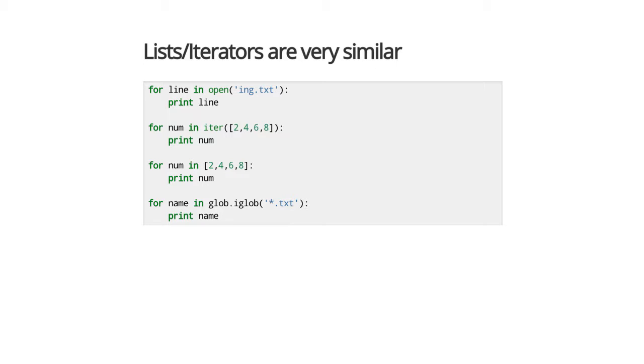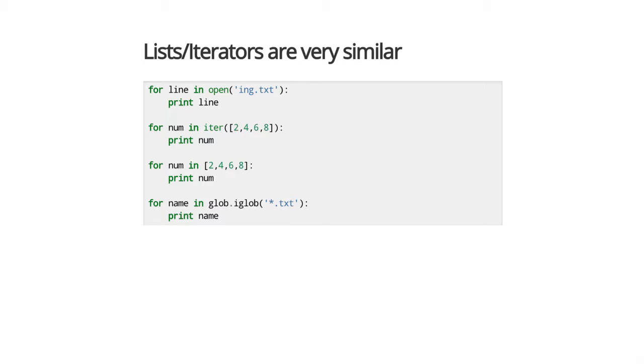List iterators are very similar. Like in the first case, for line in open of .txt, you're doing an iterator, but it doesn't really matter. So it could be a list. The second one, you're actually doing a concrete iterator, which looks kind of strange. You never actually do it this way, but you get the idea. Thirdly, for n in 2, 4, 6, 8, you have a concrete list on the right-hand side, and you're just kind of going through them. And lastly, who uses glob?